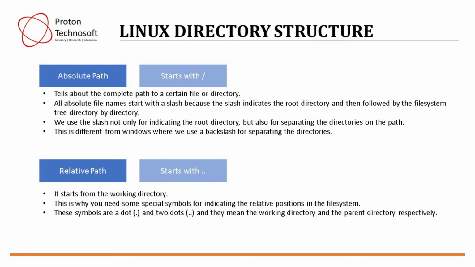Now, in Unix, we have two types of paths. One is an absolute path and one is a relative path. In Windows, everything starts with the C drive, D drive, and then the complete paths from there. Whereas in Unix, everything starts with a forward slash.